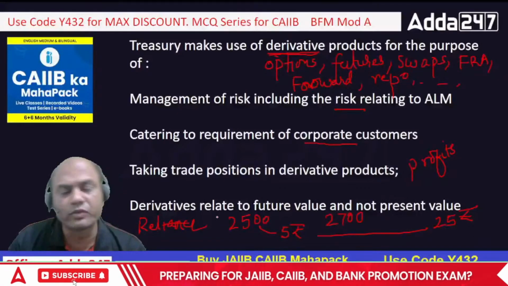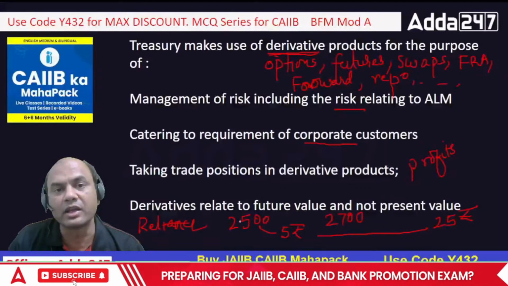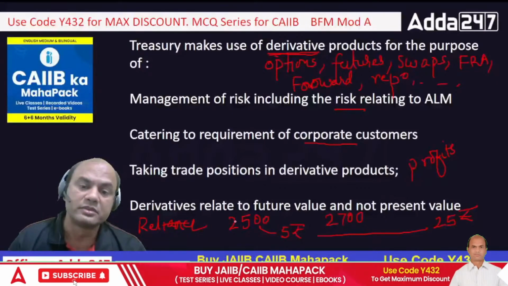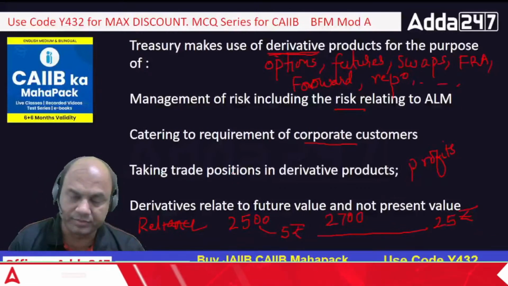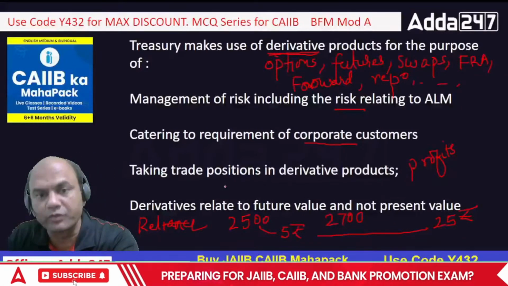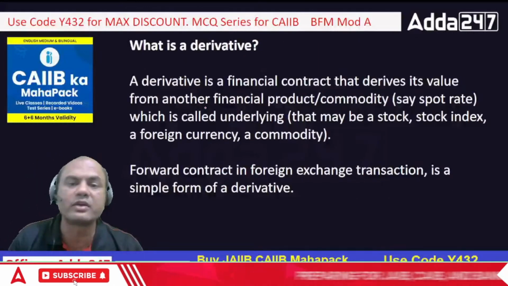So whenever I am long in any commodity, I'll always buy a put option. So this is known as hedging. Got it, everyone? Clear? Should I move on for further things? Okay. What is a derivative?